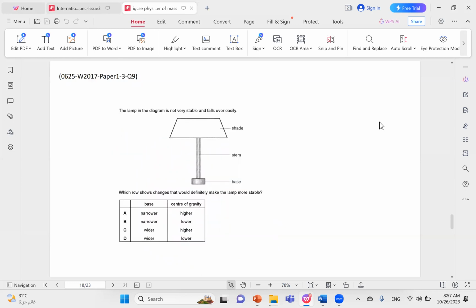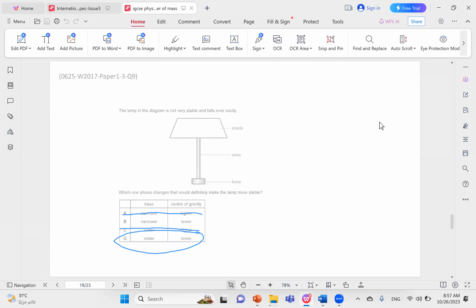The lamp in the diagram is not very stable and falls over easily. Which row shows changes that would definitely make the lamp more stable? So for more stability, do you want the center of gravity to be higher or lower? We already said that we would like the center of gravity or the center of mass to be lower. So I automatically disregard A and C. For the base, do we want it to be narrower or wider? Of course, we want the base to be wider. So the correct choice here would be choice D.